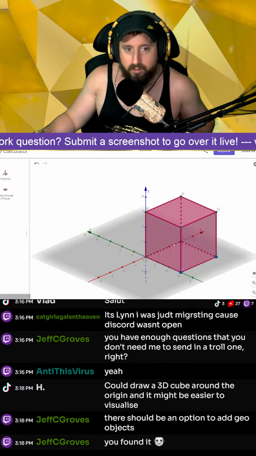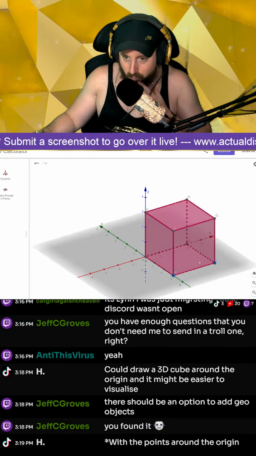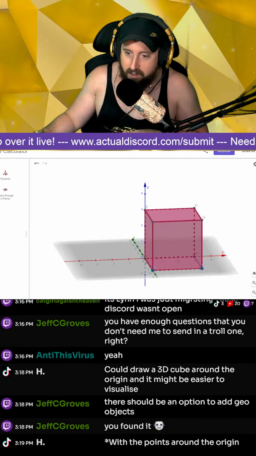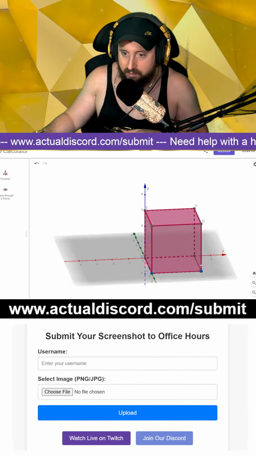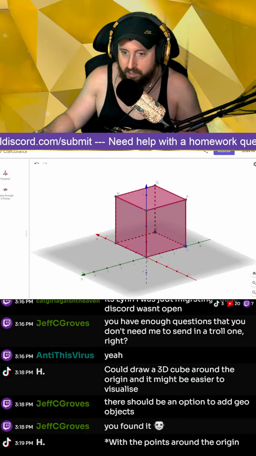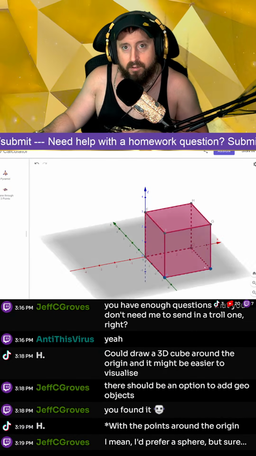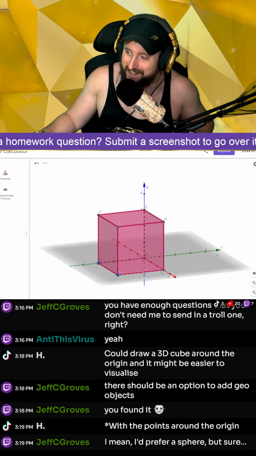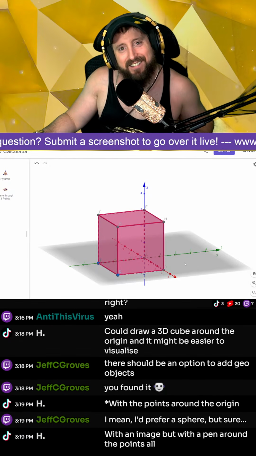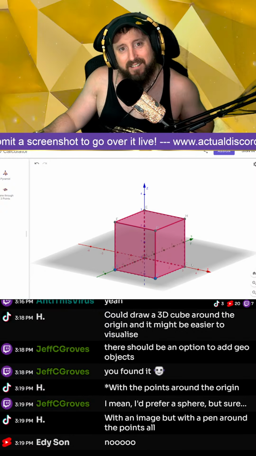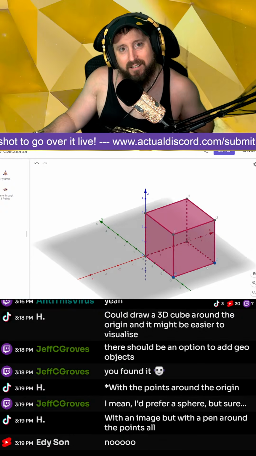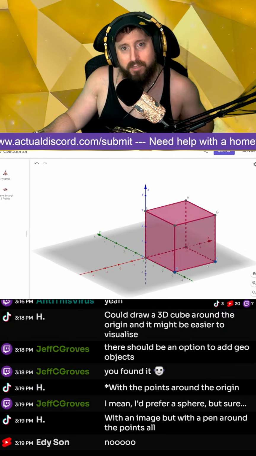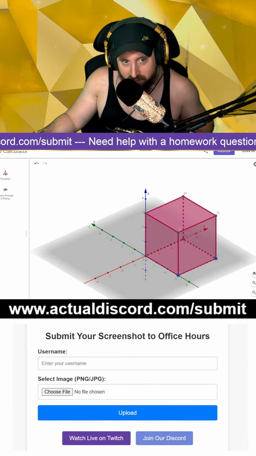Okay, yeah. So look here, for instance, right? So this is a cube, right? And if we rotate the cube around, that angle between the x-axis, the y-axis, and the z-axis still always stays as 90 degrees. I prefer a sphere, but a sphere doesn't have 90-degree angles. With points around the origin, with an image, but with a pen around all the points.